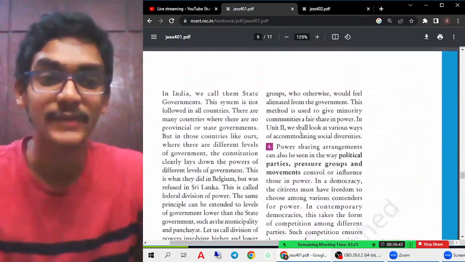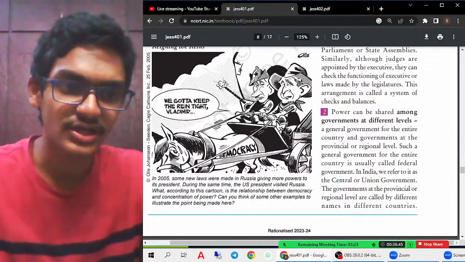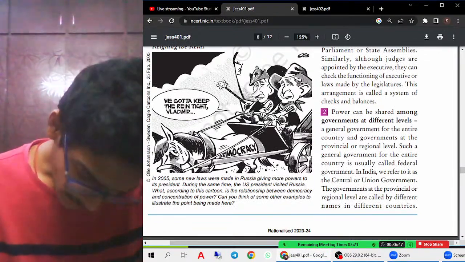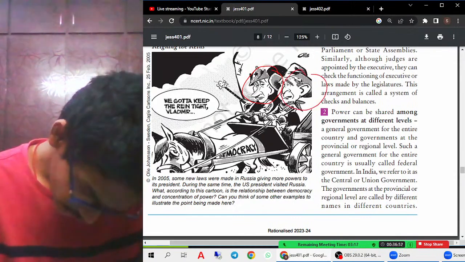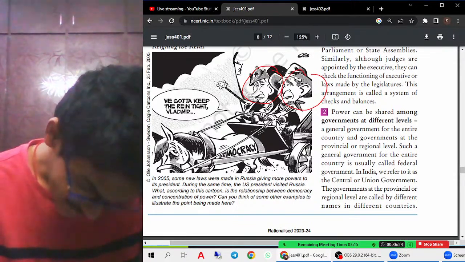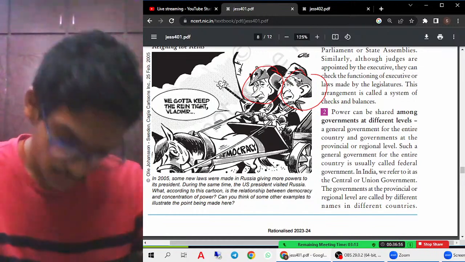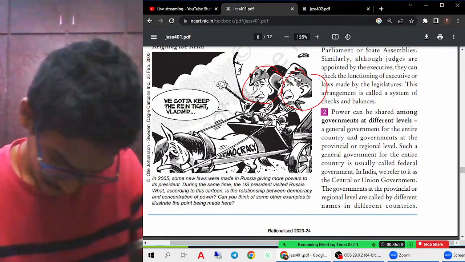Now let us see the picture based questions here. If you see the picture here, this is Vladimir Putin, and this is George Bush, who was the president of the United States.